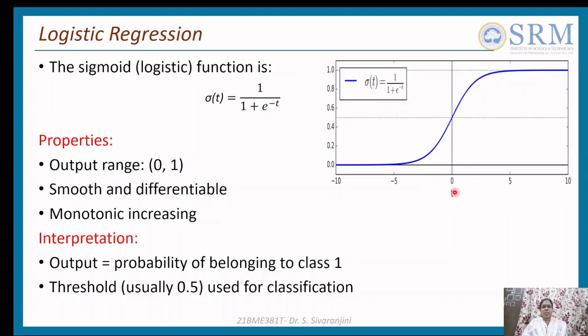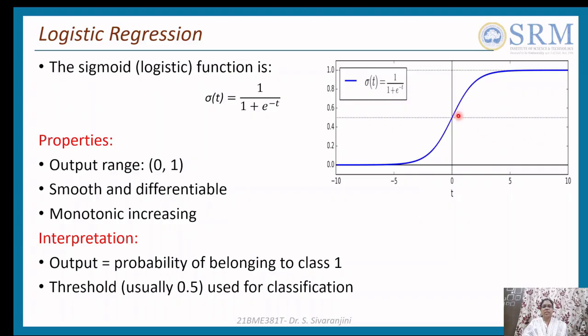So what happens when t is equal to 0? This is the steepest region. The change or the turnover happens here, and the output is exactly 0.5. This is the probability interpretation. The output is the probability of belonging to class 1 or class 0.